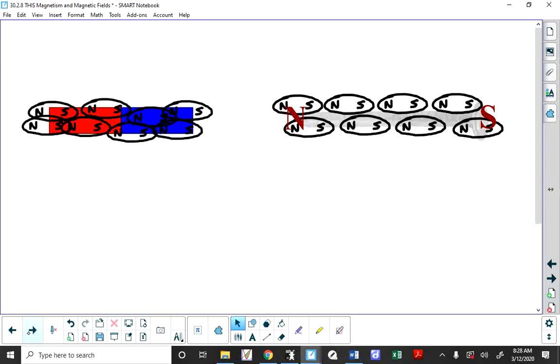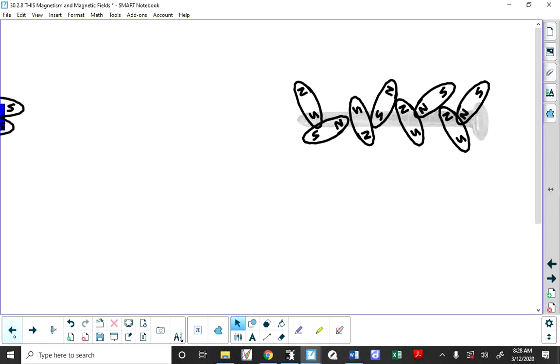And the reason it's not permanent is if I remove the magnet on the left, those domains over time will start bumping into each other due to molecular motion, and they're going to randomize again. So they're going to not be aligned after a period of time. It may take a little while, but eventually the nail is going to go back to its original state.